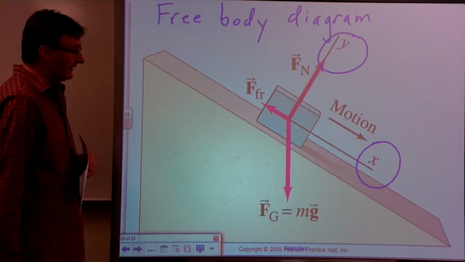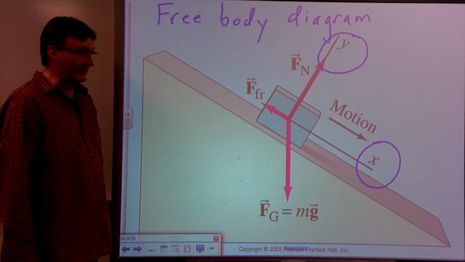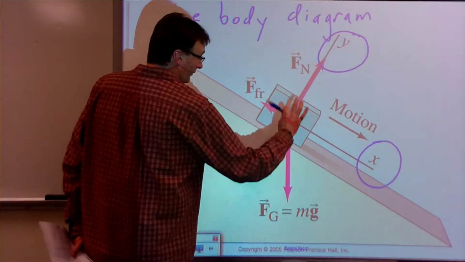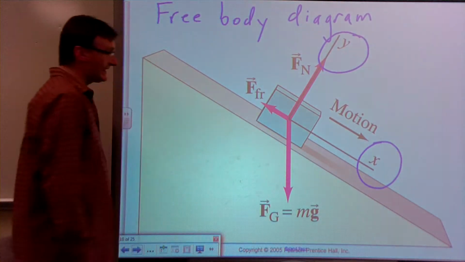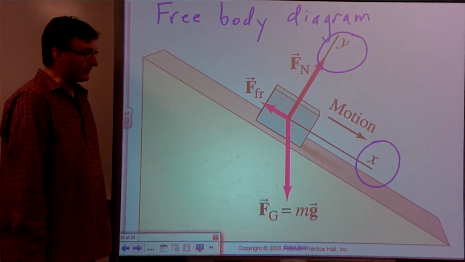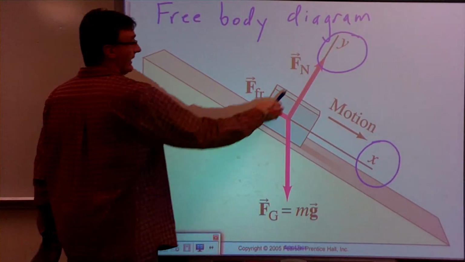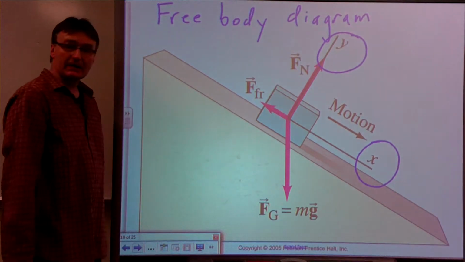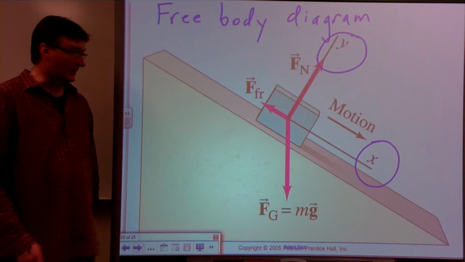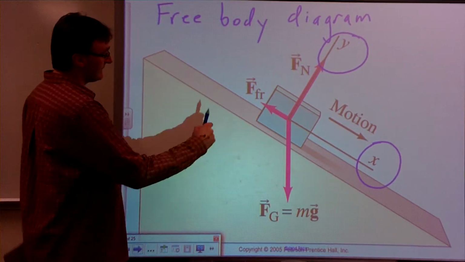Notice what we've done is we've taken the XY axis and rotated it such that the X axis is now parallel with the surface of the plane, and the Y direction is perpendicular to that. That's going to make it a whole lot easier to solve these kinds of problems. So that's the first thing that we've done.